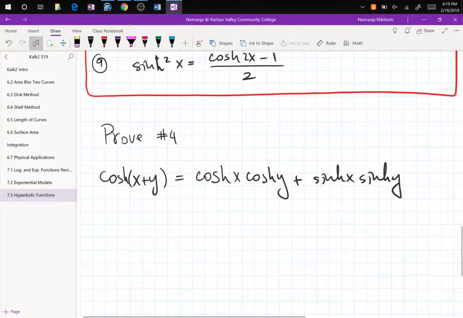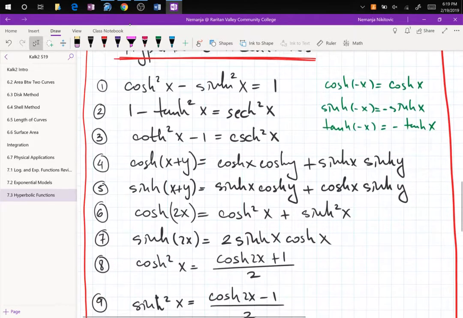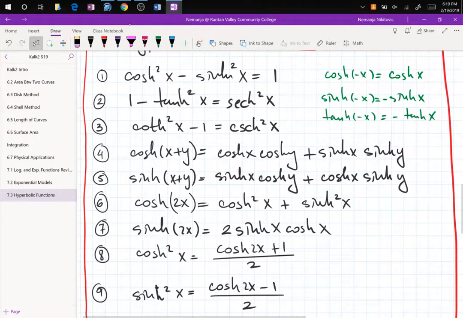If anyone ever tells you, what do you know? Just list all of these formulas. If you know them.